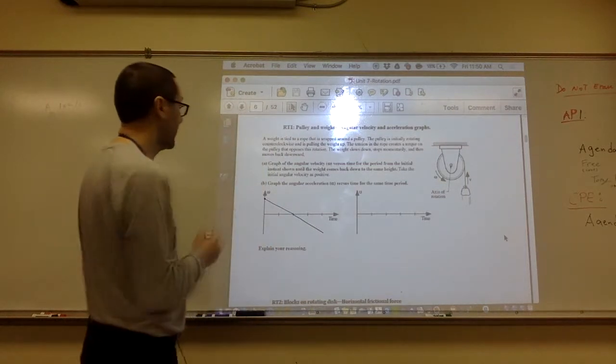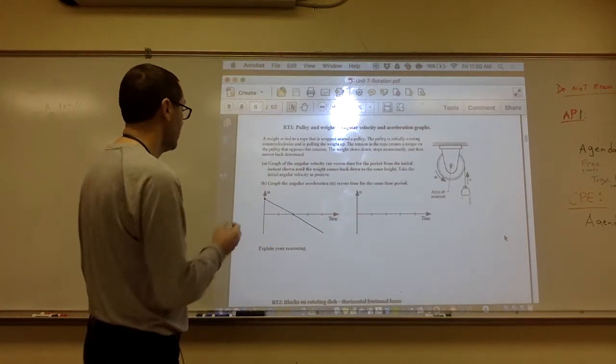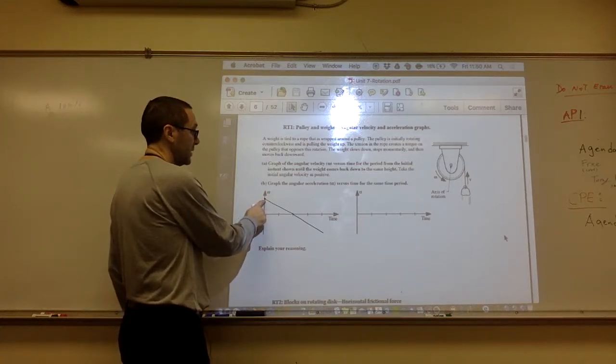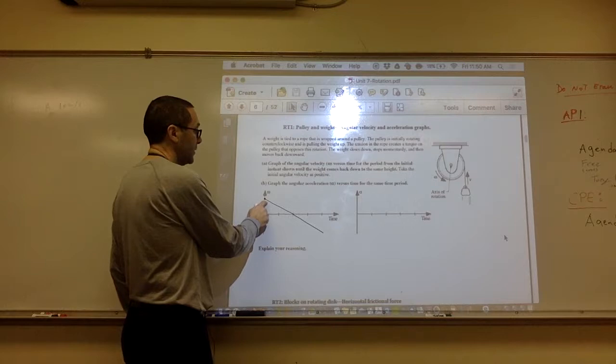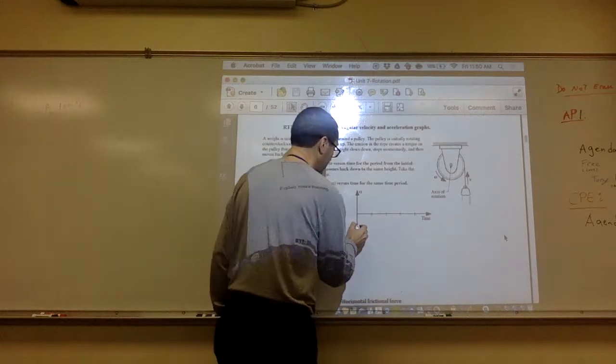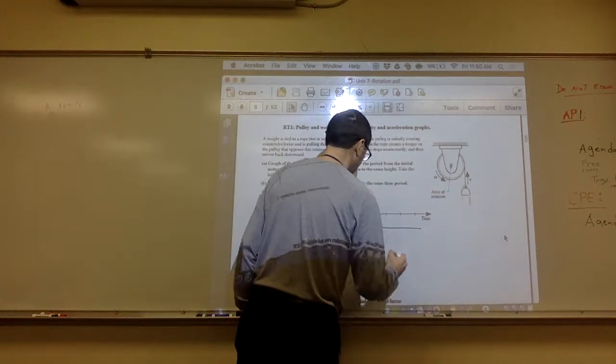Now, how do we find the angular acceleration graph? Well, all we have to do is take the slope of the line in an angular speed versus time graph. So it should be negative because that slope is negative, and it should be constant.